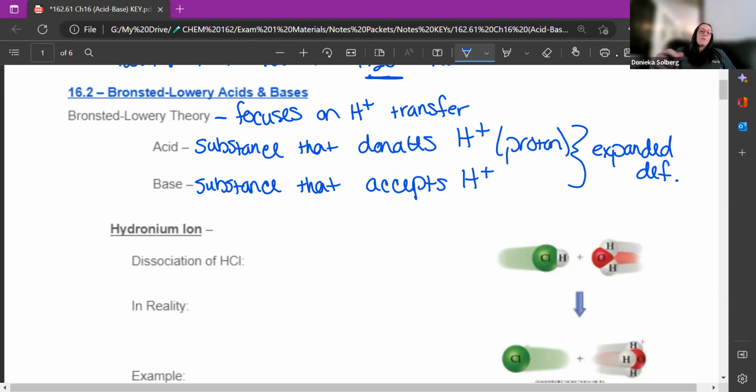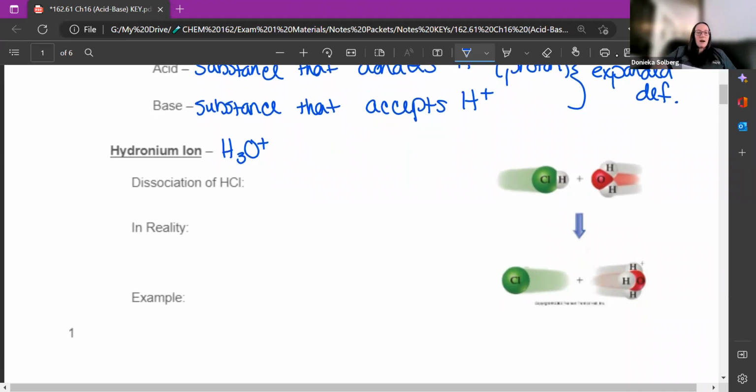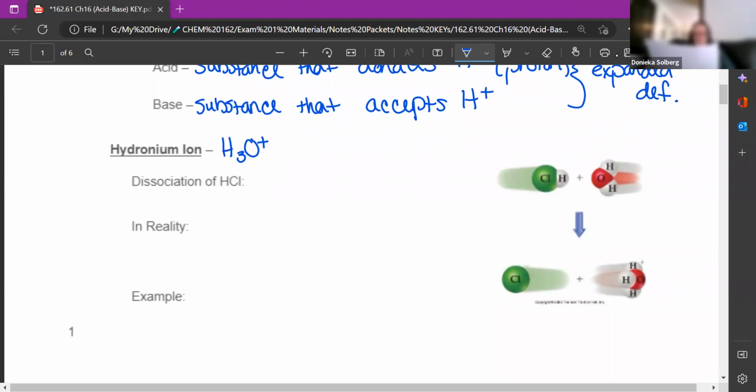The other thing I want to talk about is what happens when you have H plus in water. We make what's called the hydronium ion. You guys are going to see this a lot. Essentially, H plus is really unstable. If it's floating around by itself, it's going to connect to a water and make hydronium. So we're going to see a lot of that in our solutions.